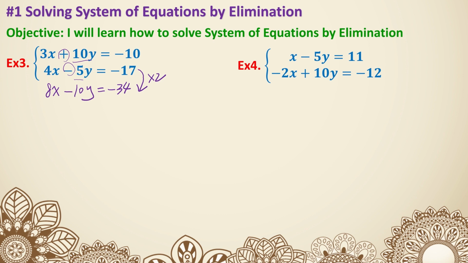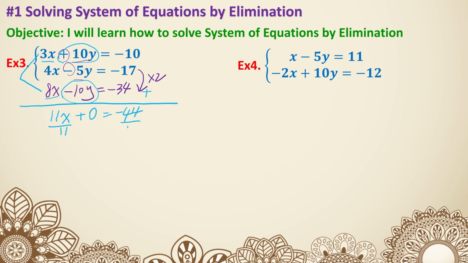Now you can see with this first equation and this third equation, you have a positive 10y and a negative 10y. So see, even though you don't have the same number, if you have opposite signs, it's still going to be easily doable. Now I'm going to add the two equations. 3x plus 8x is 11x. Positive 10y and a negative 10y, that's just a 0. On the right side, negative 10 and negative 34, that is a negative 44.